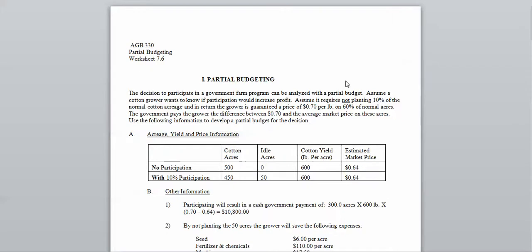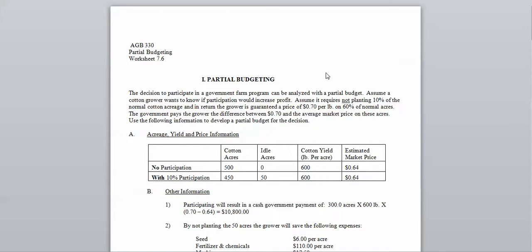Hi, today we're going to look at worksheet 7.6, partial budgeting, and I'm going to go through the first part of this assignment, the example, with you. We have been covering enterprise budgets in previous assignments. Today with assignment 7.6 on partial budgeting, we're looking at a little bit different scenario.